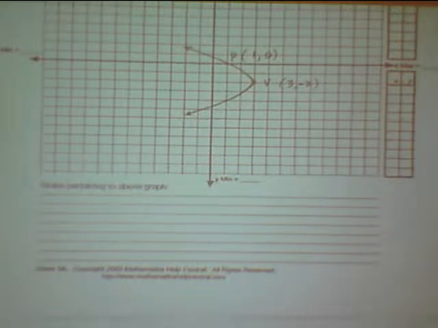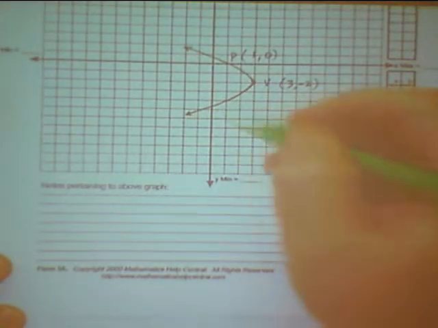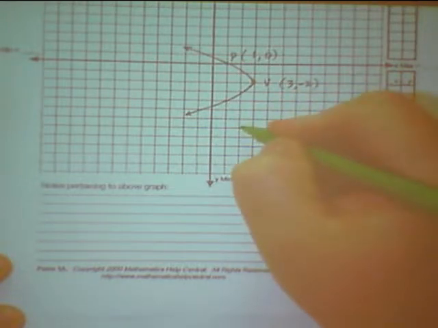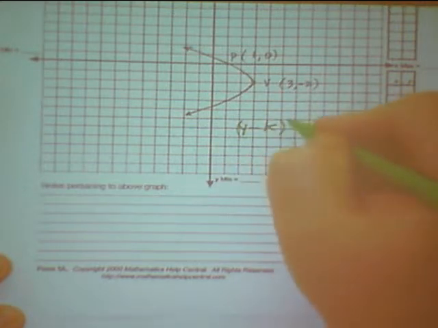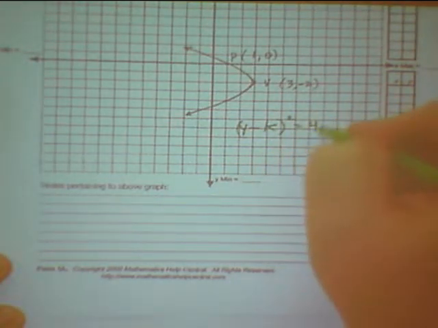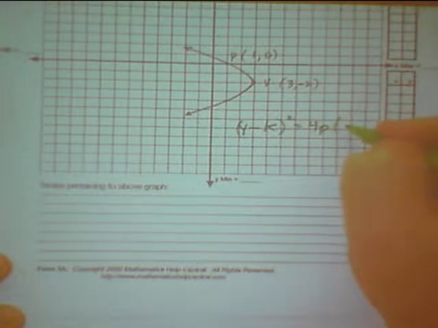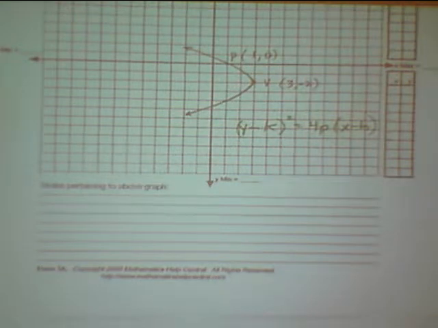But I know what a left and right parabola means. I end up having the y squared. Now hopefully you can see me writing down here. So I know the standard equation of this parabola is going to be y minus k squared equals 4p times x minus h. So really what I need to get the equation for the parabola is h, k, the vertex, and then the value of p. And then I've got the equation.